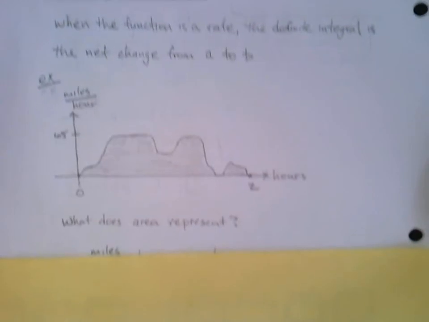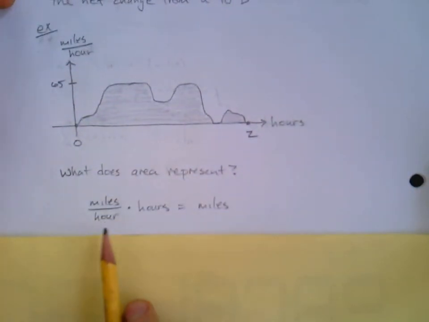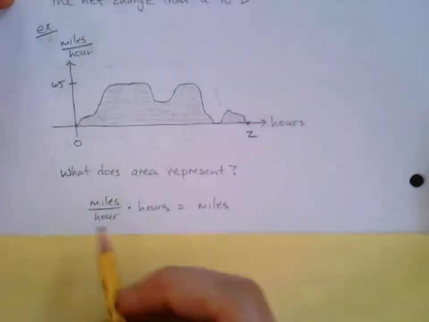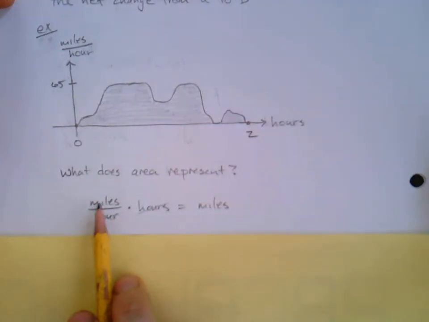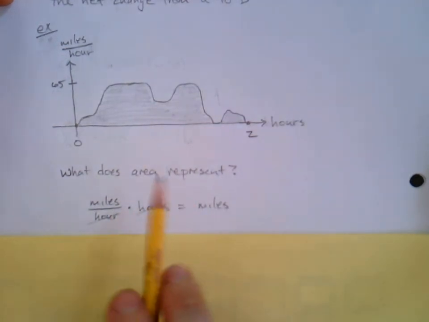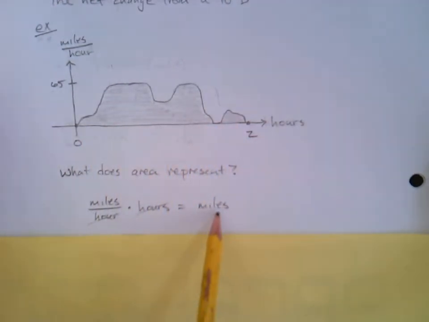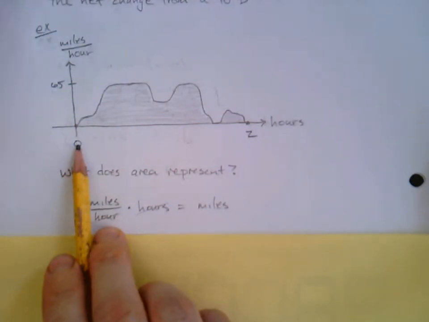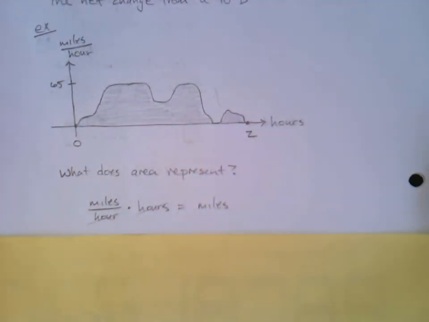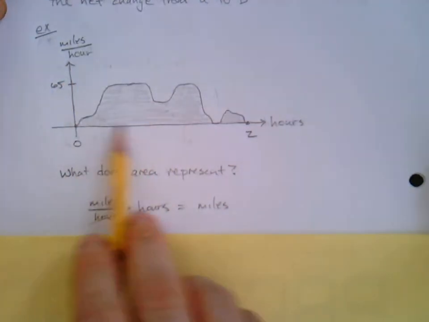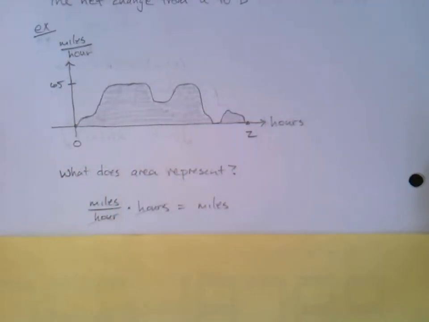What does that area represent? Well, miles per hour times hours. Don't the hours cancel? And I just get miles. If I was to find the area here, that tells me exactly how far I have traveled. It's the net change in my position. It's my distance from the time I began to 2 hours later. How far did I travel? That had to be a rate. That turned out to be my distance. Wow, that is amazing.